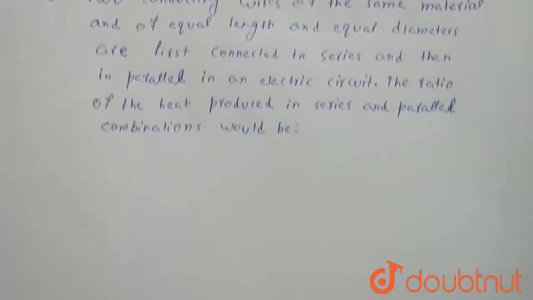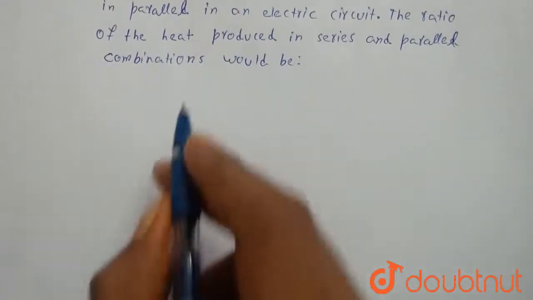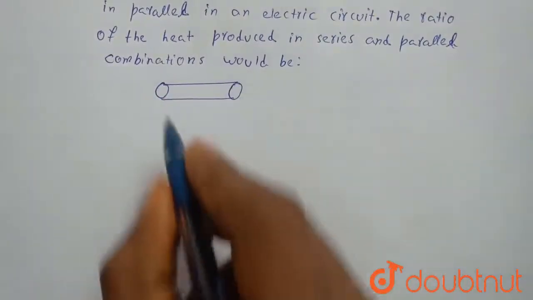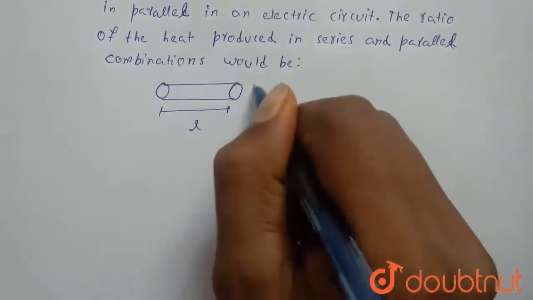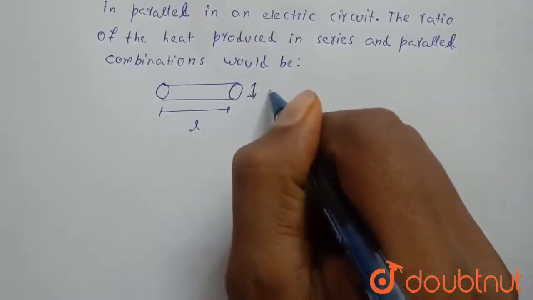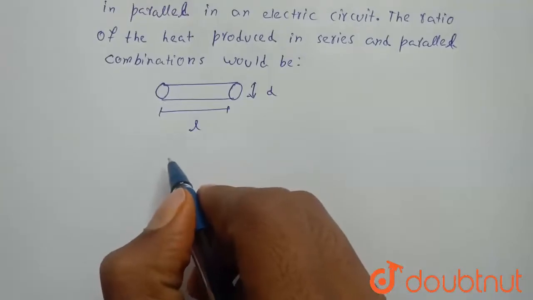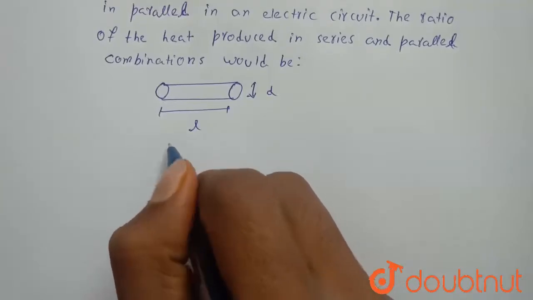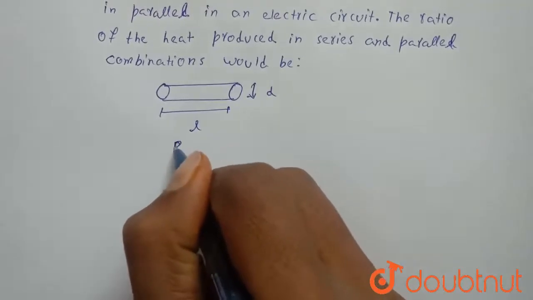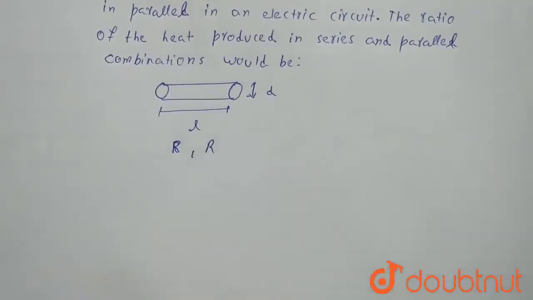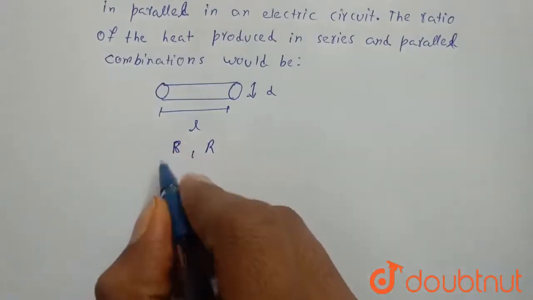So we are given that wires are of same material and both have same length and same diameter. What does it mean? It means that both the wires have same resistance. So I am assuming that R will be resistance for the wire. Then both wire have R resistance. And in first they are connected in series.